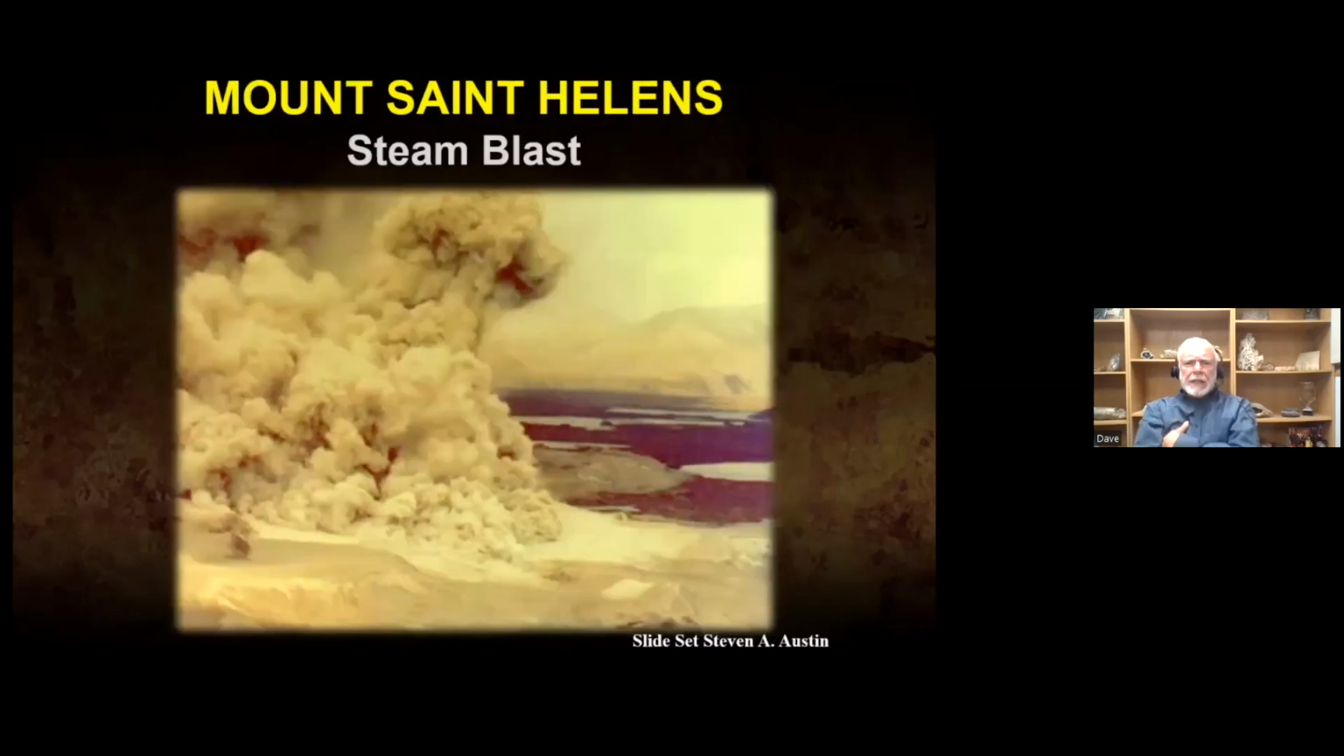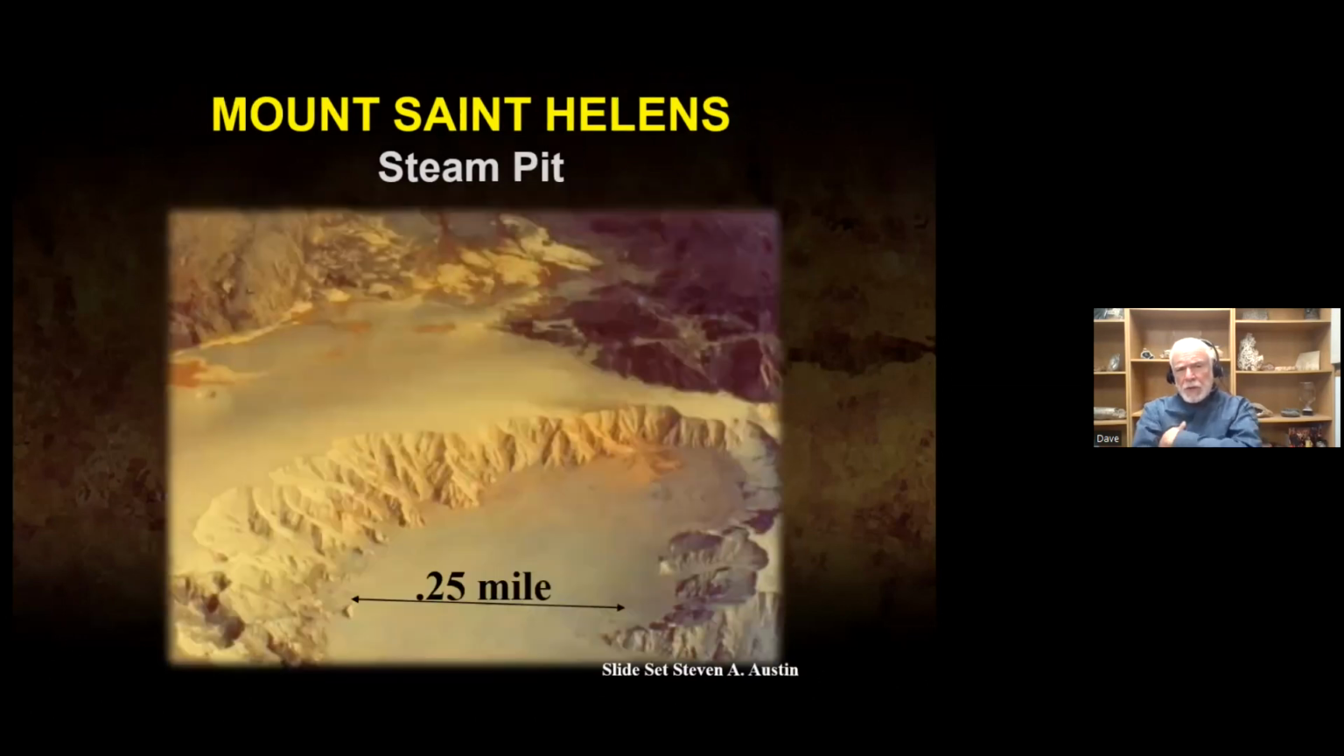Not really. Mount St. Helens, when it erupted, had secondary steam blasts. It produced steam pits with the same badland topography. How long did that take? Part of an afternoon. And this one is a quarter of a mile from the shortest distance across there. And so that happens on a pretty good size scale. So maybe the Badlands happen pretty rapidly too.